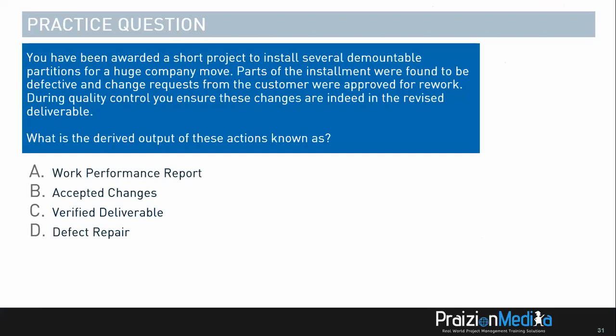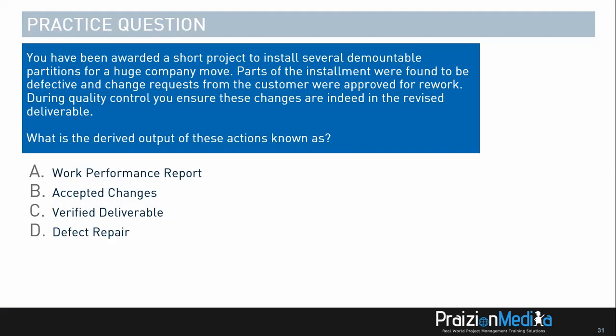You have been awarded a short project to install several demountable partitions for a huge company move. Parts of the installment were found to be defective and change requests from the customer were approved for rework. During quality control, you ensure these changes are indeed in the revised deliverable. What is the derived output of these actions known as? If you need more time, why don't you hit that pause button?